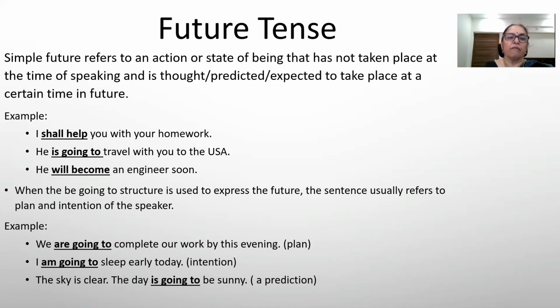Now, examples: we are going to complete our work by this evening. That is just a plan. And I am going to sleep early today. Intention. And the sky is clear, the day is going to be sunny. A prediction. In all these three cases, you are going to use "going to."